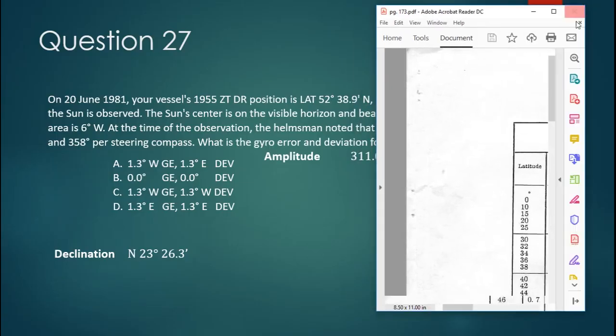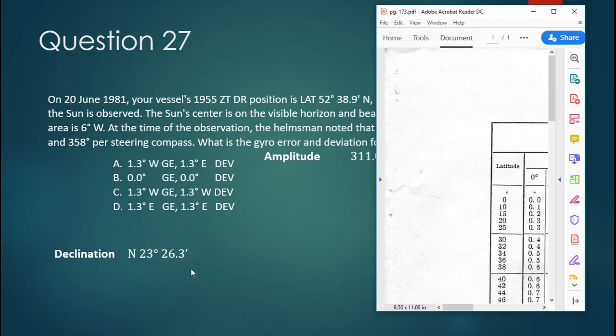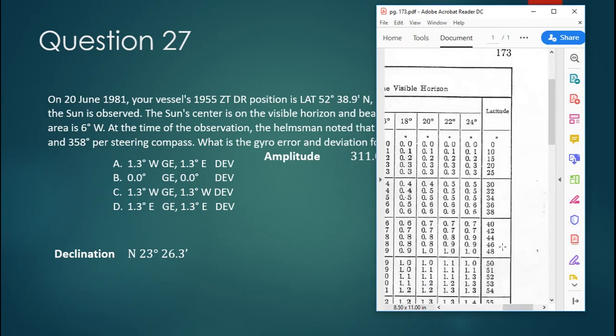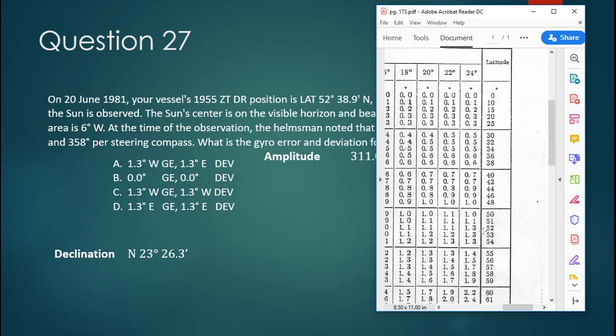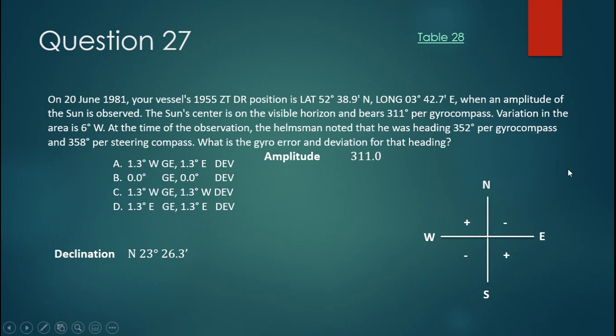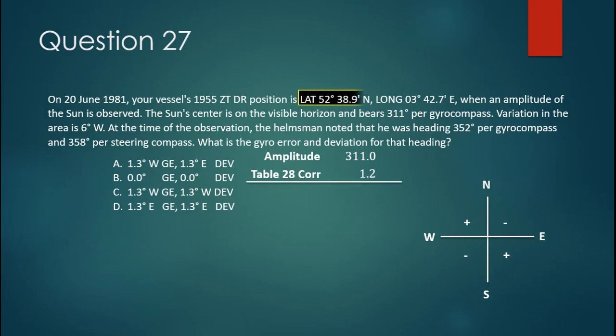So we'll bring up table 28. We have a latitude of 52 degrees and a declination of 23 degrees. It's going to be pretty far down here. 52, 23, somewhere in this neighborhood here, between 1.1 and 1.3. So let's go with 1.2 for the table 28 correction. And we have north latitude and west amplitude. So that correction is going to be added. Gives us 312.2 degrees true.